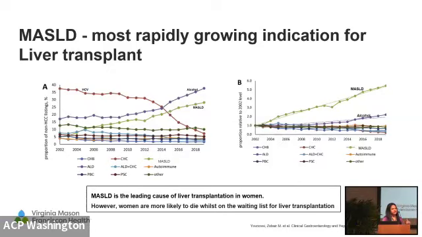Alcohol still remains the leading cause, but as you can see, MASLD is right behind it. And that's actually a little bit of older data that we have. I think if we updated that, that gap is much narrower. And in fact, in women, MASLD is the most common etiology for needing a liver transplant. So this has really changed over the last 10 to 15 years.